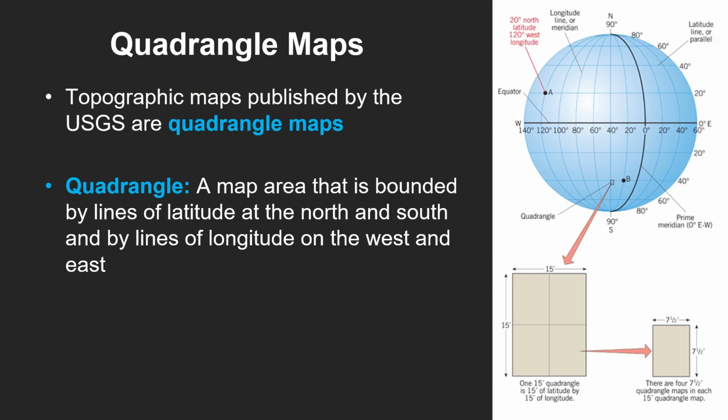Most USGS topographic maps are quadrangles, which are rectangular areas defined by lines of latitude and longitude. These standardized sections make it easier to compare and connect different regions.